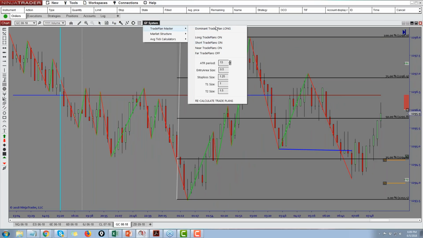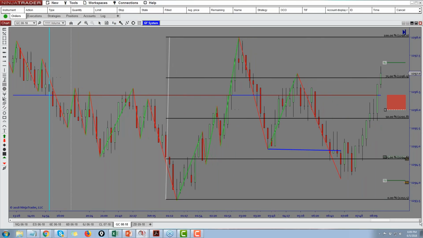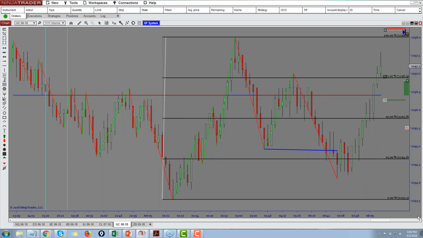Shorts on, turn the short plan on right here, boom, okay. Got stopped out on the euro, on the gold market, okay. Gold took us out on both sides of it, okay.